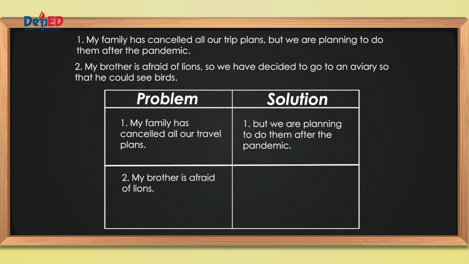For sentence number 2, the problem is, my brother is afraid of lions. The solution to that is, so we have decided to go to an aviary so that we could see birds. Again, the conjunction so connects the first statement to a probable option since the brother fears lions. Notice that when identifying clauses for a problem and a solution, the clause that has the problem gives a sad mood, while the clause for the solution expresses a lighter and happier mood.